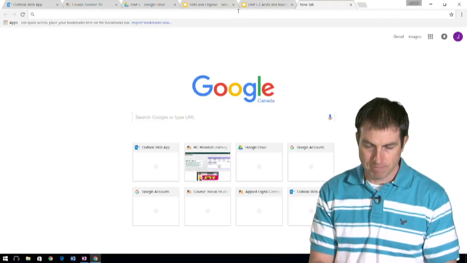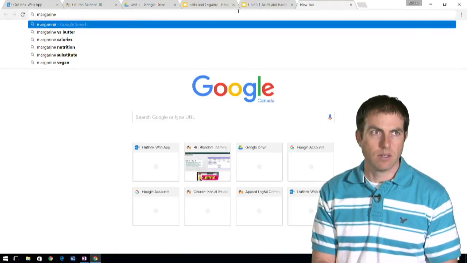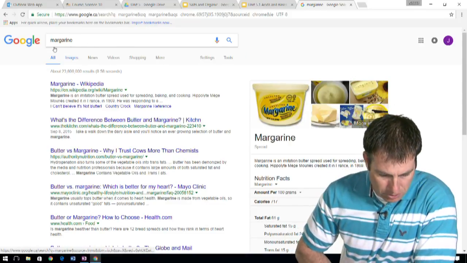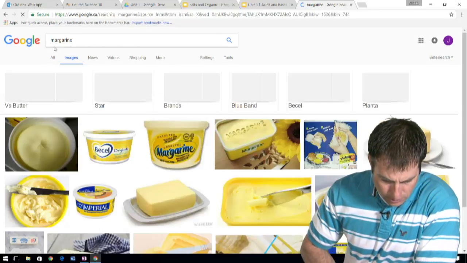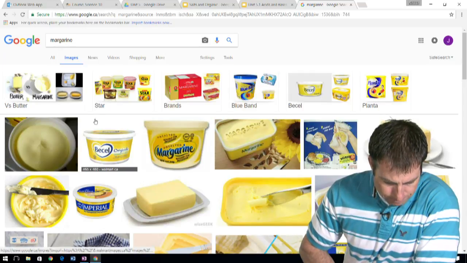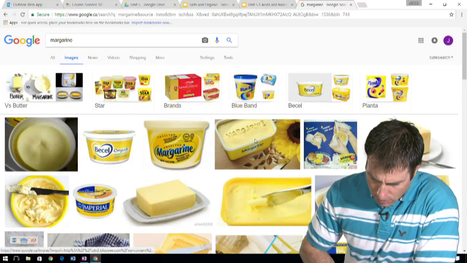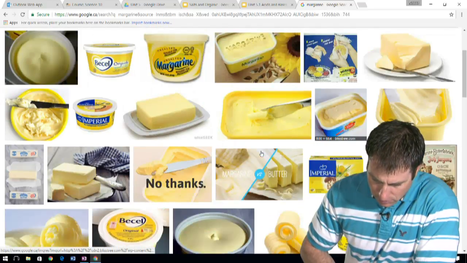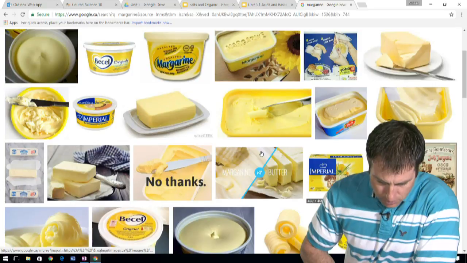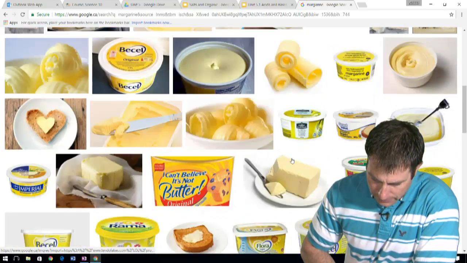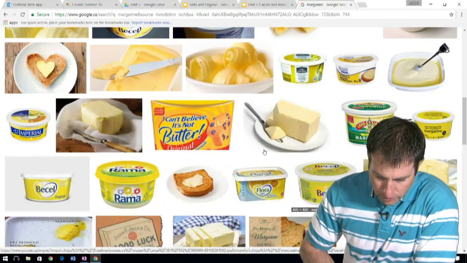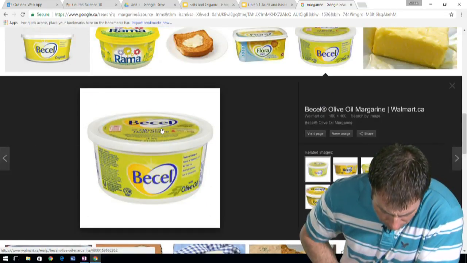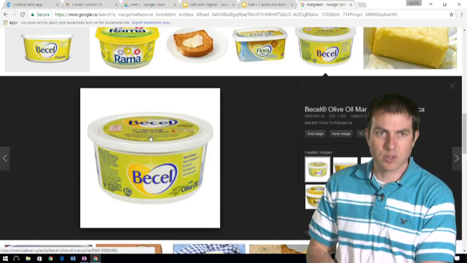Let's look it up. Margarine. Let's find some pictures of margarine. Unsalted. Maybe not. Can't believe it's not butter. Stuff's made from olive oil. Source of omega-3, source of no trans fats. Hydrogenated. That was the word I was trying to remember.